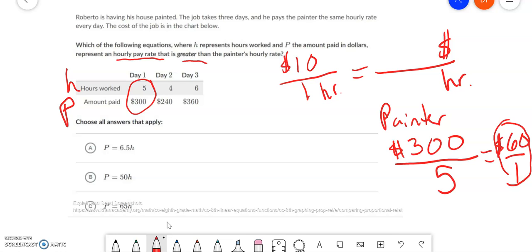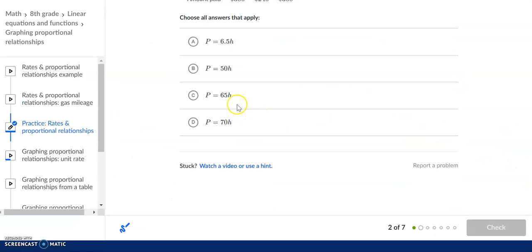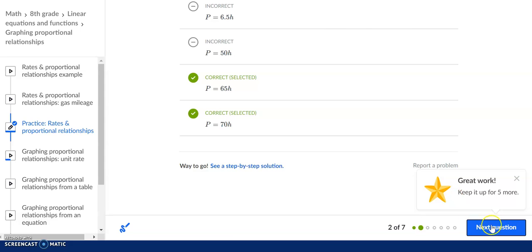Now it says, which represents a pay rate higher? So this would be $6.50 for each hour, so that would be less, right? This is $50 for each hour, so that is still less than the 60. This one says 65 per hour, so that one is more, right? And it says choose all answers. I'm going to go back to the Khan Academy screen here. And let's see, 65 would be more and 70 would be more, right? More than the 60. See how that works?